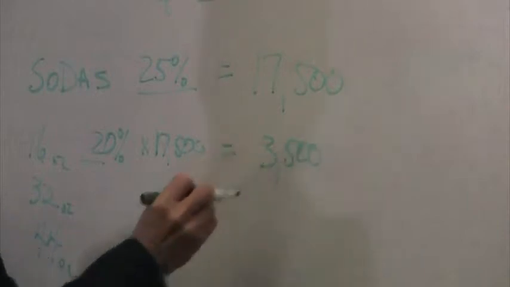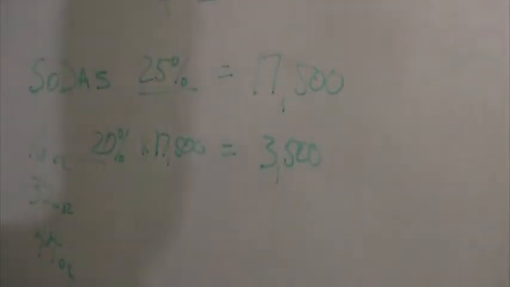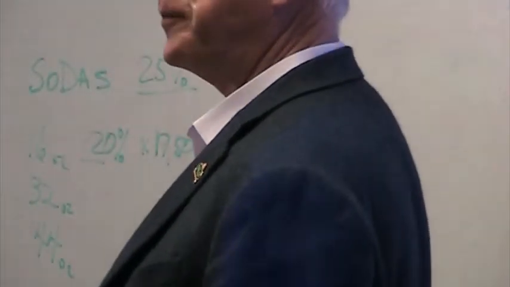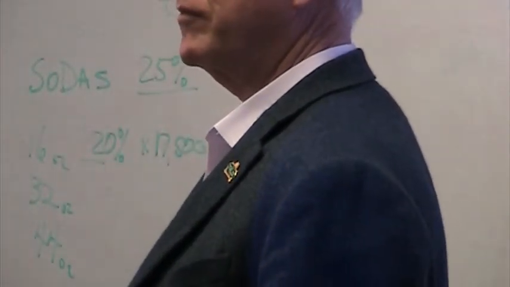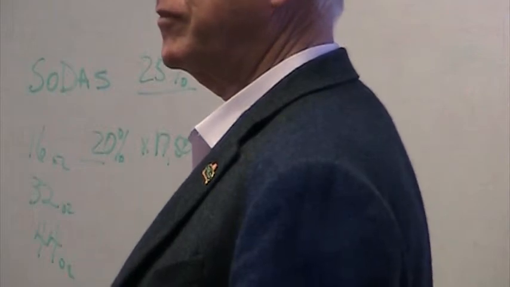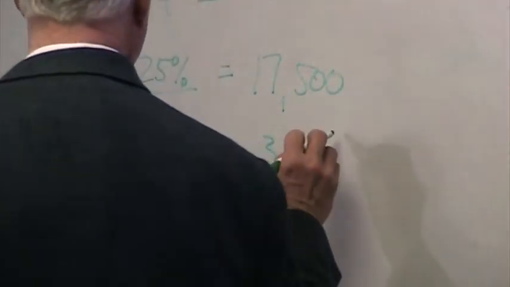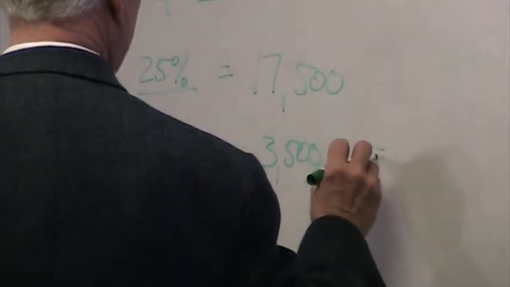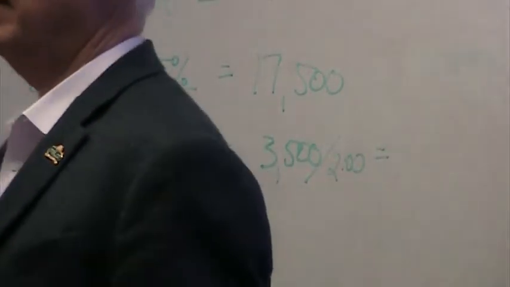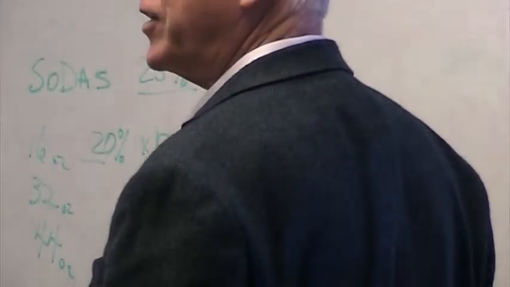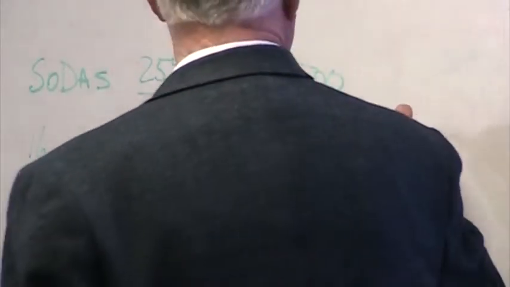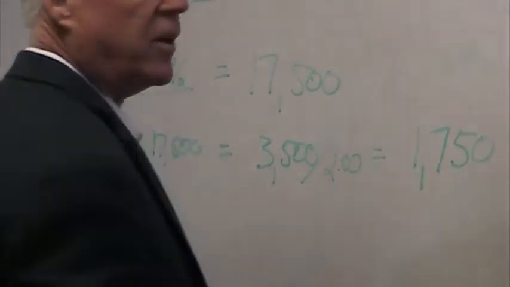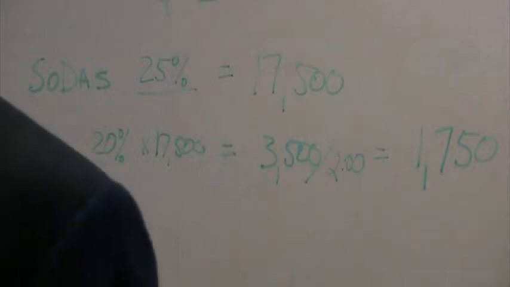3,500. Okay? Now, how many of these am I going to sell in the event? Single units. What do I do? You divide it by the $2, the selling price. Correct. So how many is that? Probably 1,750 or something? Mm-hmm. So I need 1,750.